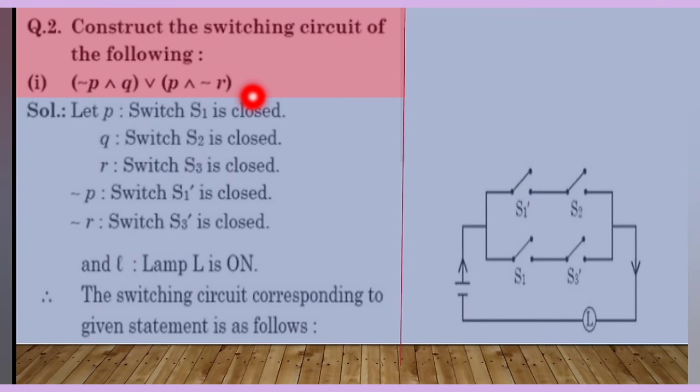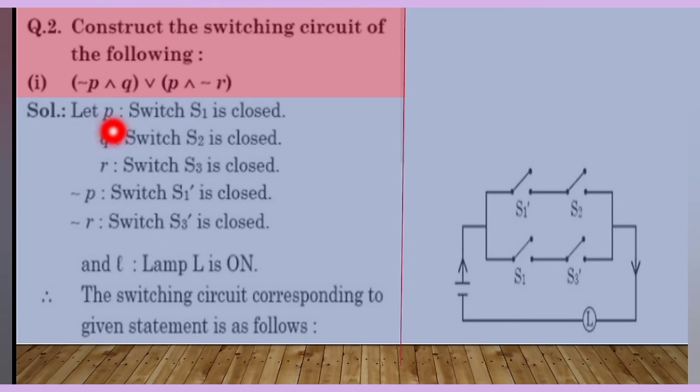Question number 2. Construct the switching circuit of the following. Here we draw a circuit for this statement. First, write down the solution. In this statement, count how many statements: negation P, Q, P and R.